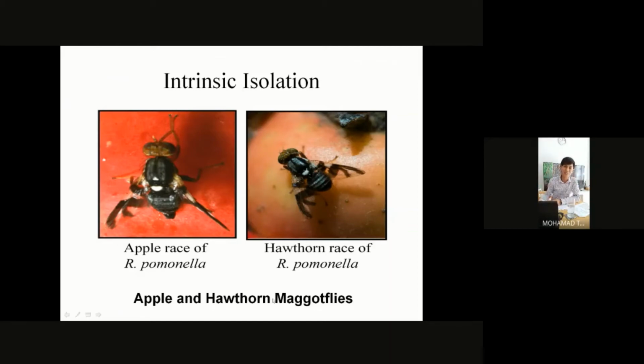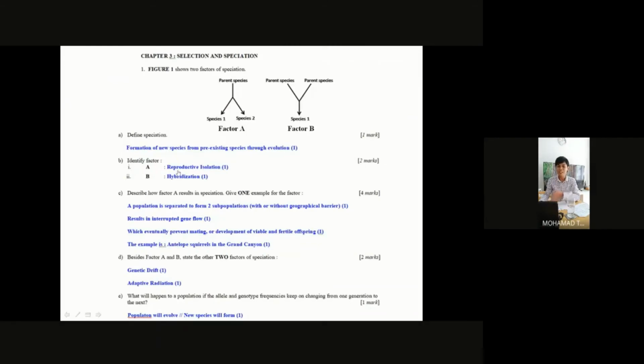Okay, so that is intrinsic isolation. So that's why the first answer of this question is: a population is separated to form two subpopulations, with or without a geographical barrier. Because we just discussed earlier that a population can be isolated from each other to form two subpopulations with or without geographical barriers.